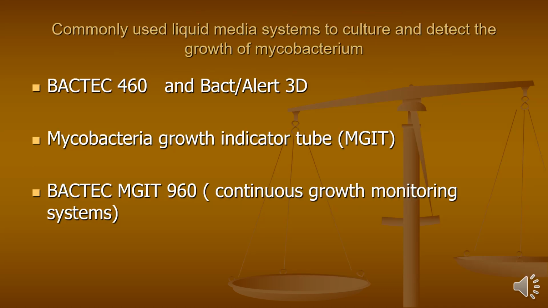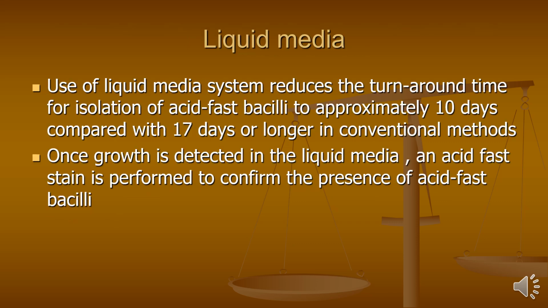The commonly used liquid culture media are BACTEC 460 and the BacT/ALERT 3D. Mycobacterium tuberculosis can also be cultured in a Mycobacterium Growth Indicator Tube, like MGIT. BACTEC MGIT 960 can be used, and here the continuous growth can be monitored. Use of liquid media can reduce the turnaround time of isolation of acid fast bacilli to around 10 days, compared to 70 days or longer in the conventional technique. Once growth is detected in liquid media, the acid fast bacilli stain is performed and confirmed.